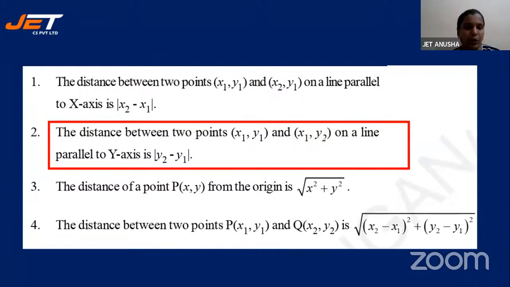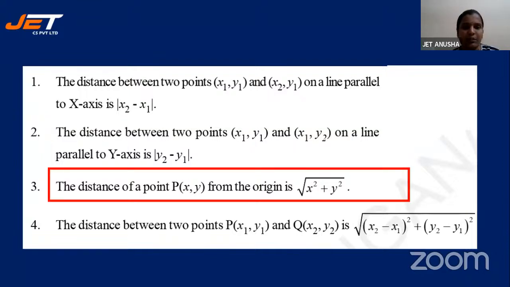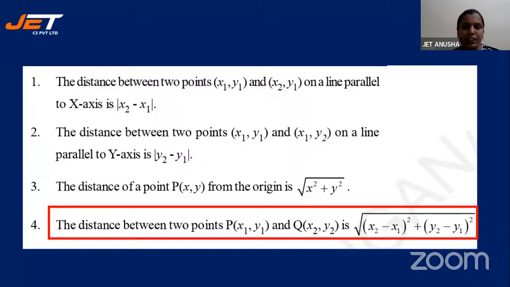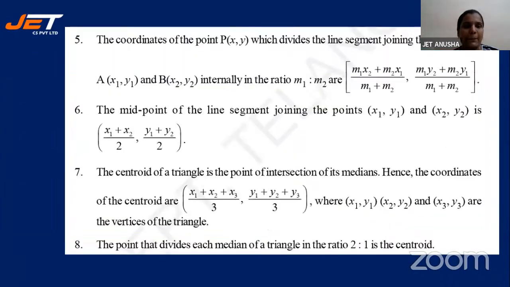The third point: the distance of a point P(x, y) from the origin (0, 0) is the square root of x square plus y square. The fourth point: the distance between 2 points P(x1, y1) and Q(x2, y2) is the square root of (x2 minus x1) whole square plus (y2 minus y1) whole square. Let's go with the next slide.